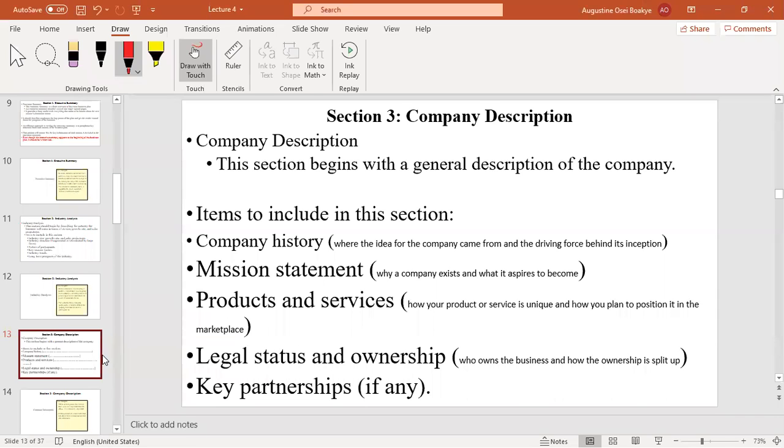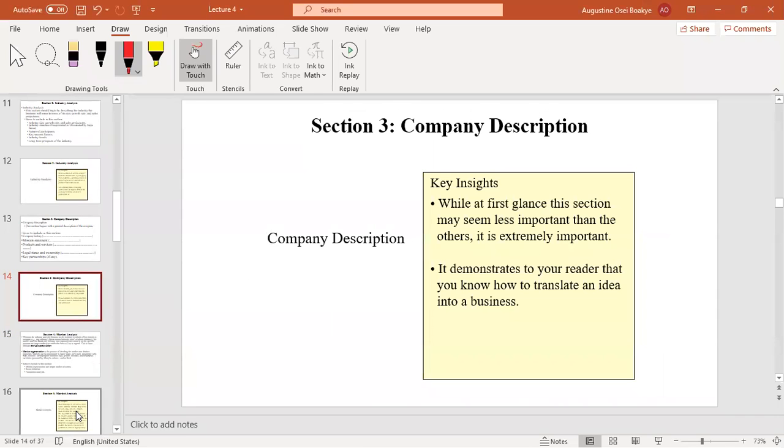Now, what are some of the key insights as far as the company description is concerned? Whereas at first glance this session may seem less important than the other sessions, it is actually construed as extremely important. It is important because it demonstrates to your reader that you know how to translate an idea into a business.